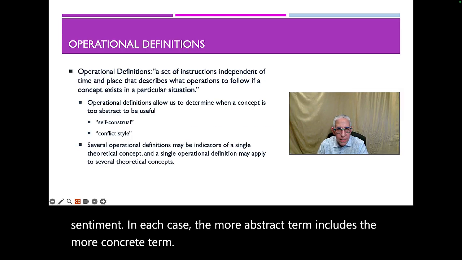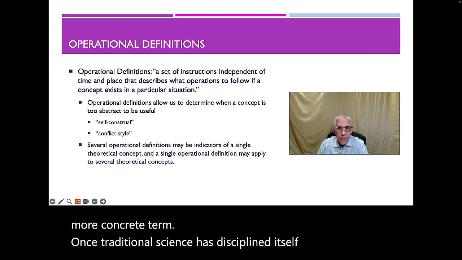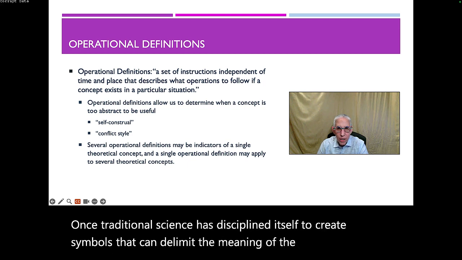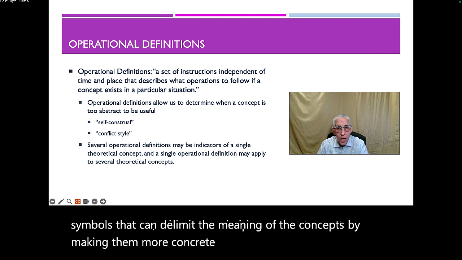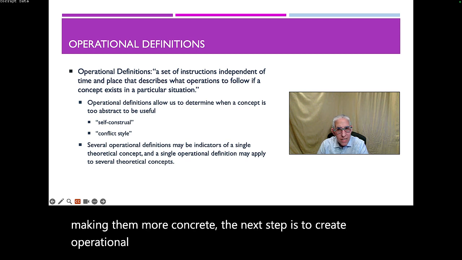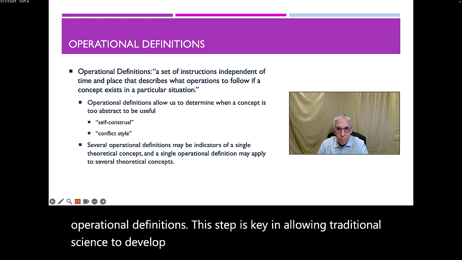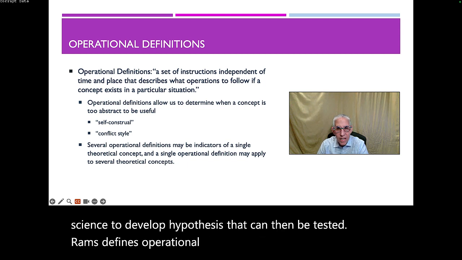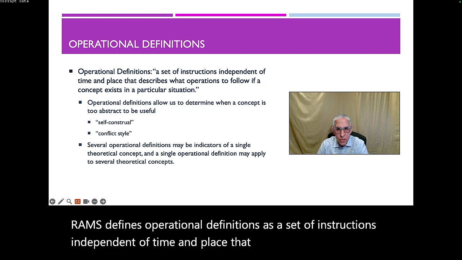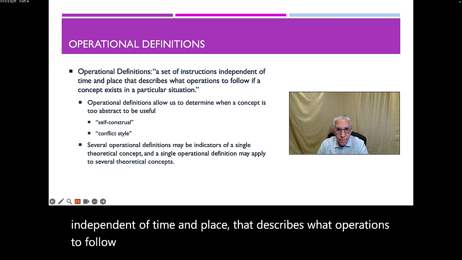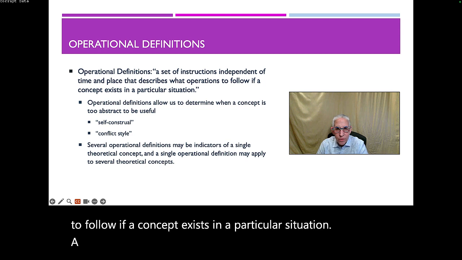Once traditional science has disciplined itself to create symbols that can delimit the meaning of the concepts by making them more concrete, the next step is to create operational definitions. This step is key in allowing traditional science to develop hypotheses that can then be tested. Reynolds defines operational definitions as a set of instructions independent of time and place that describes what operations to follow if a concept exists in a particular situation. A similar definition is how variables are defined in a specific research study.